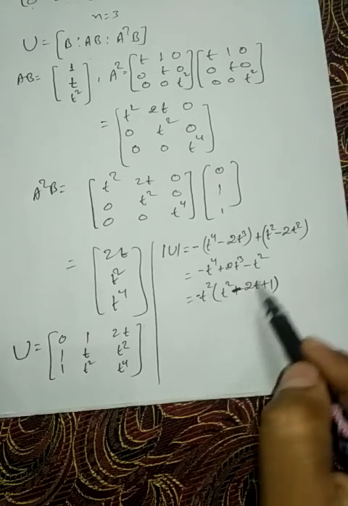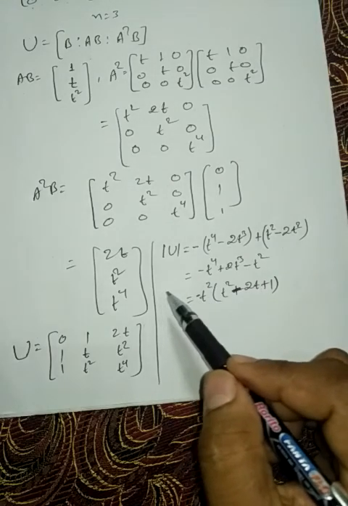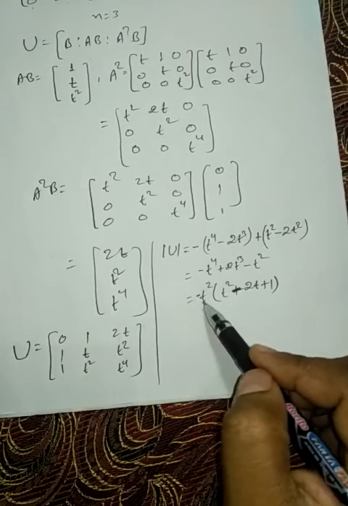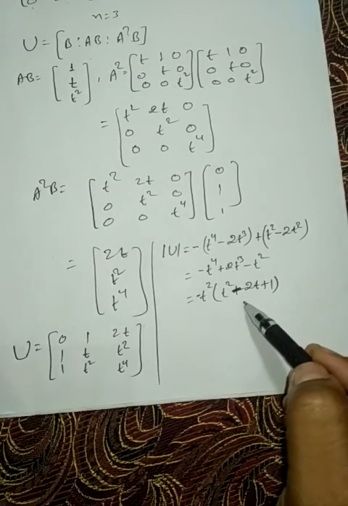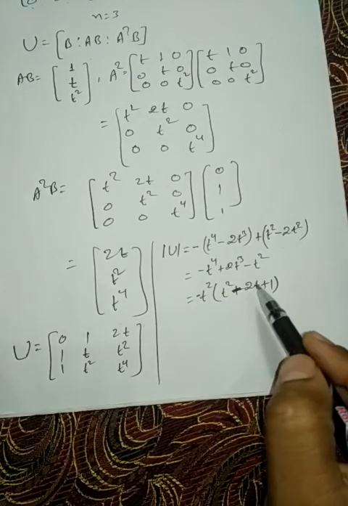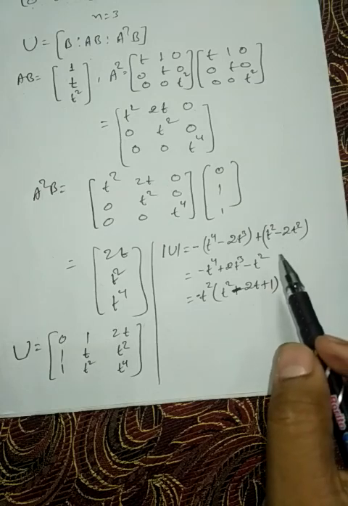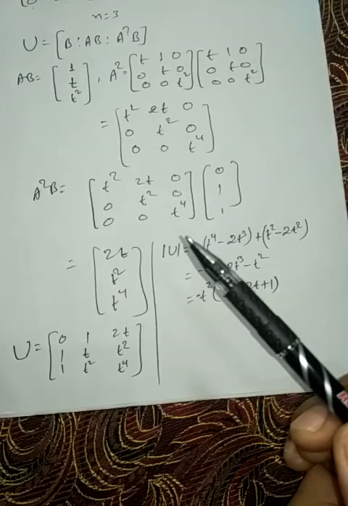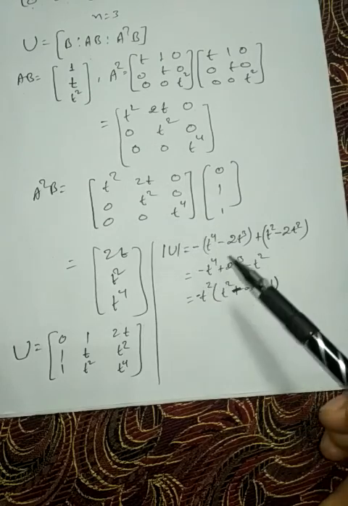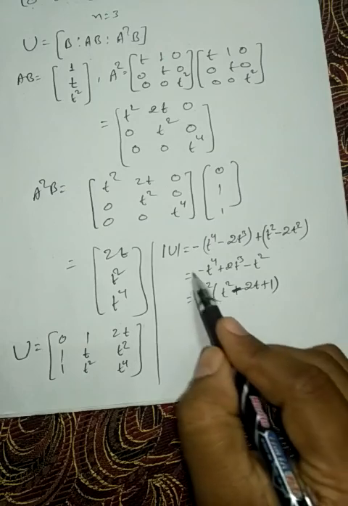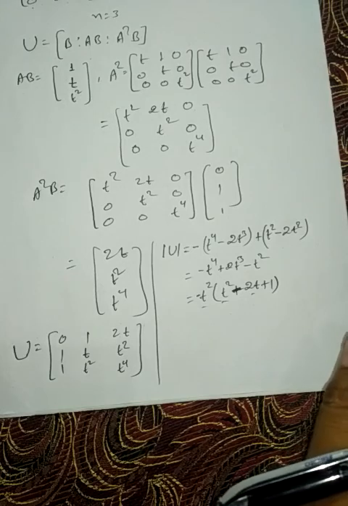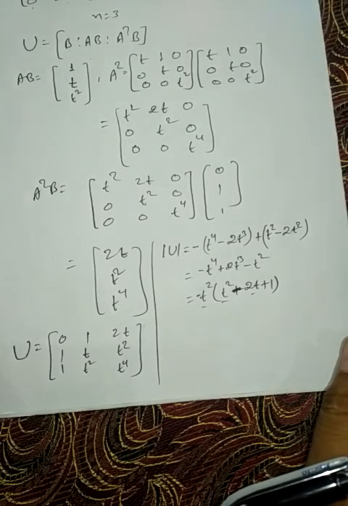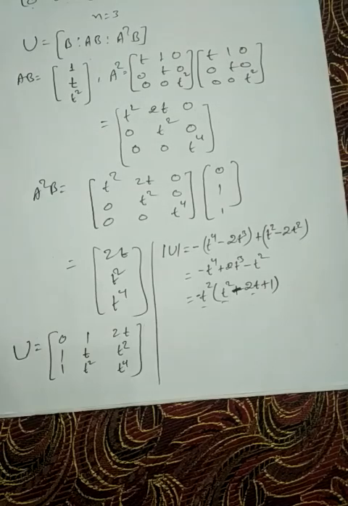And this will depend upon the value of t. If t is 0, then only the determinant is 0. Otherwise, the system is controllable. So, controllability depends upon t. This is all about controllability. In the next video we will discuss the topic of observability.